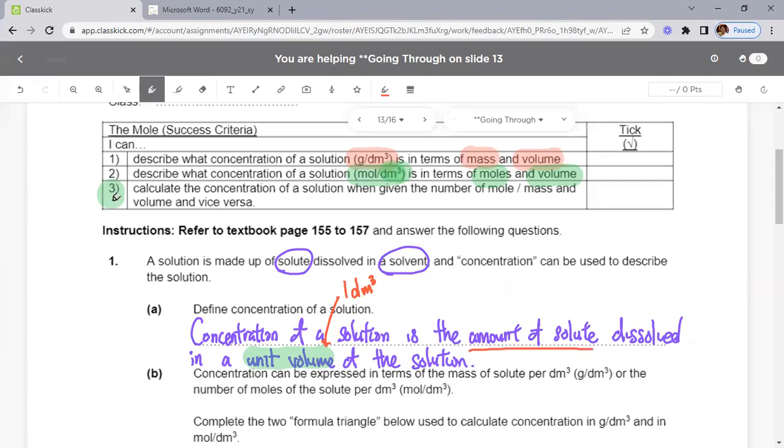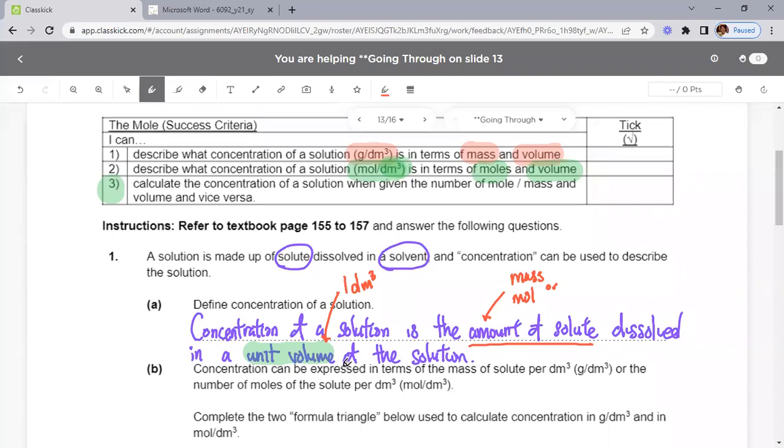When we are looking at amount here, in our syllabus we can look at two things. It could either be the mass of solute dissolved, or we can also look at the mole of solute dissolved. So it can be either one, mass or mole. That's why our concentration actually has two different units. It could be gram per dm cube, which is mass over volume, or mole per dm cube, which is mole divided by volume.